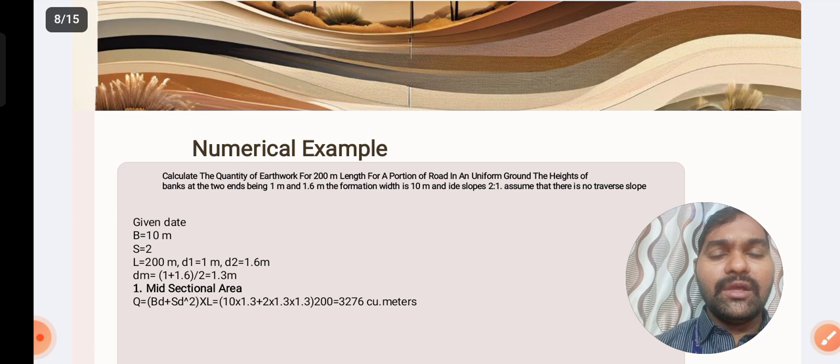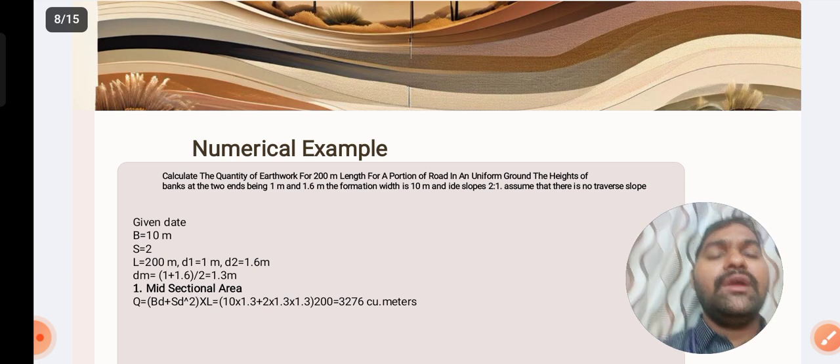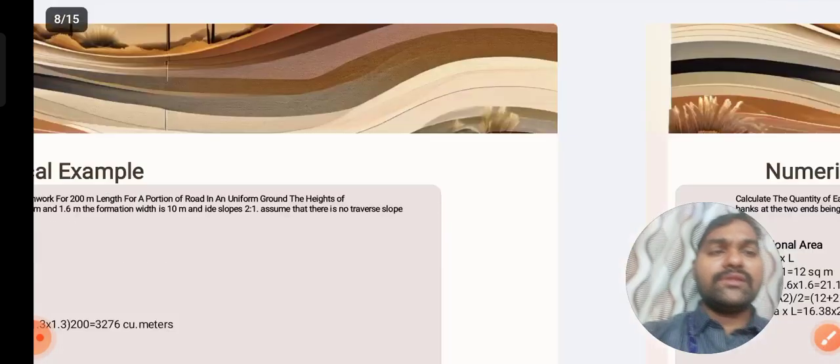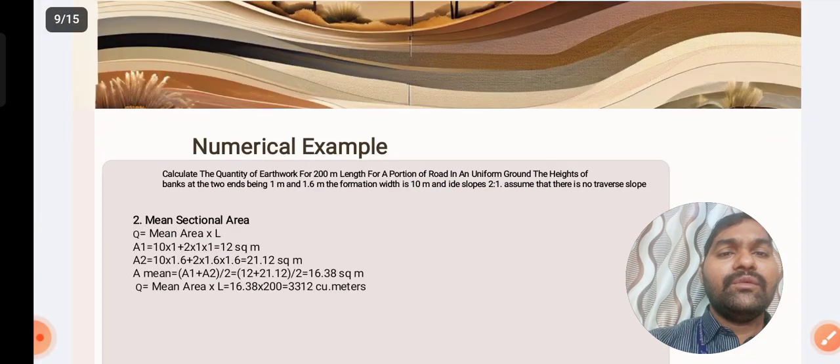Then if you substitute, Q is equal to 10 into 1.3 plus 2 into 1.3 whole square, whole into 200, then you get 3276 cubic meters. So likewise, we need to go for a calculation of the earthwork quantity by using the mid sectional area method. And the next one, there is one more problem where we are going for the mean sectional area method.